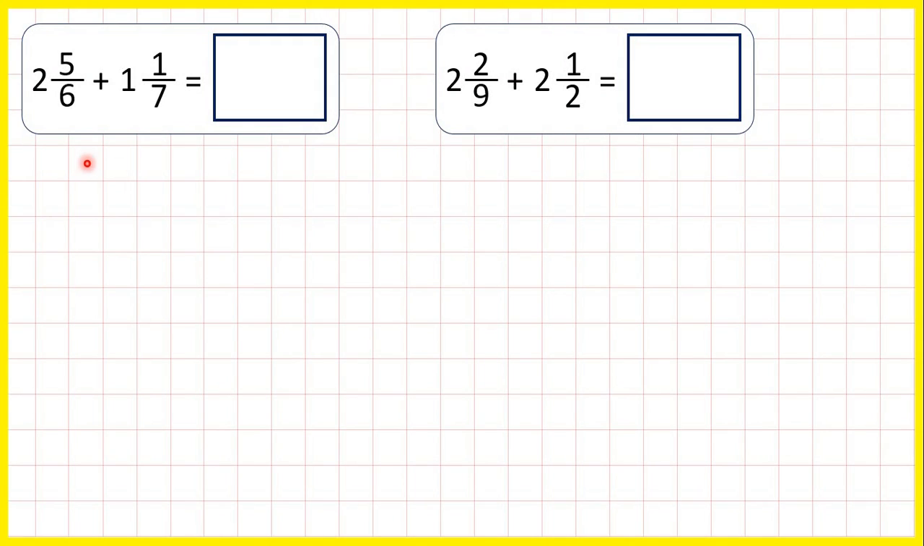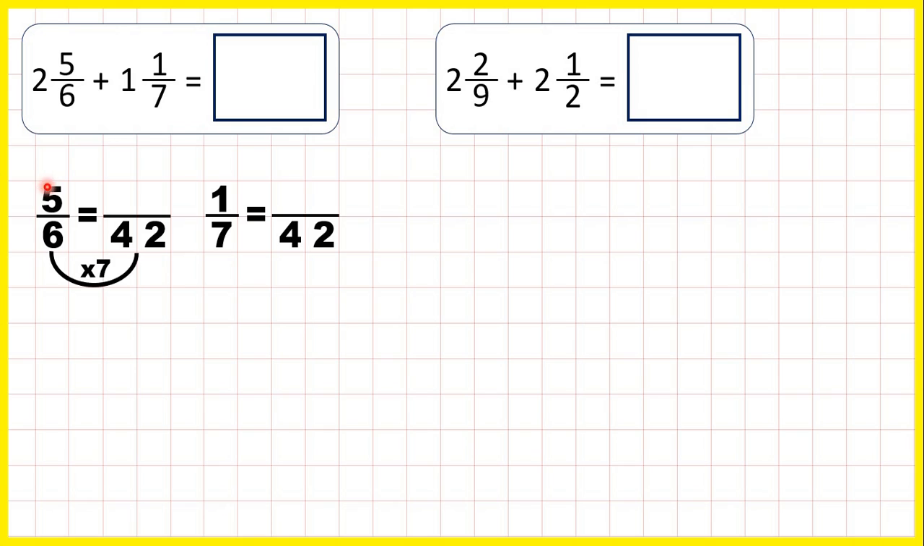Now we're adding mixed numbers, and to do this we need the fraction parts of our mixed numbers to have a common denominator. Now 42 is in both the 6 and the 7 times table, so we can find equivalent fractions to 5/6 and 1/7 which have a denominator of 42. 6 times 7 is 42, 5 times 7 is 35, 7 times 6 is 42, 1 times 6 is 6.